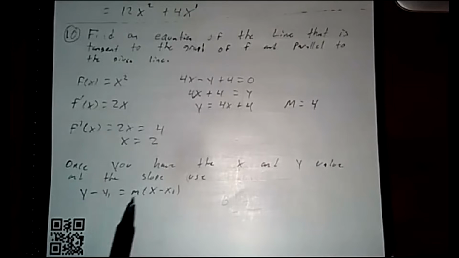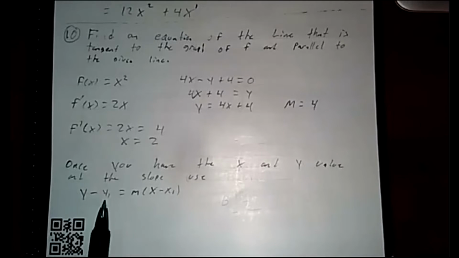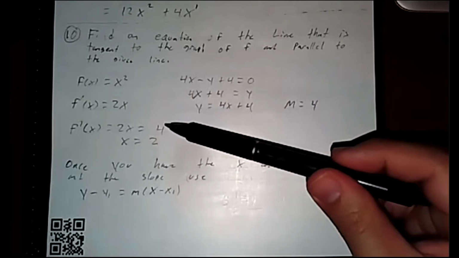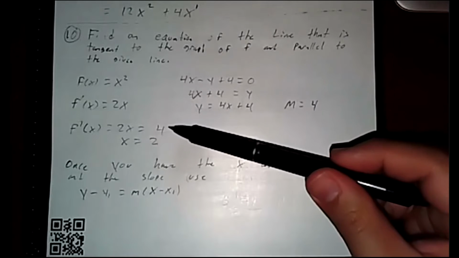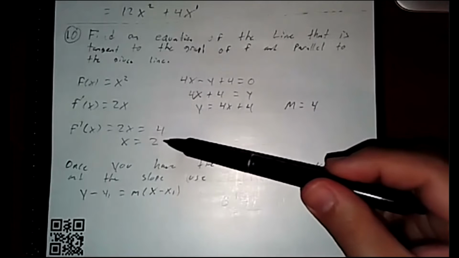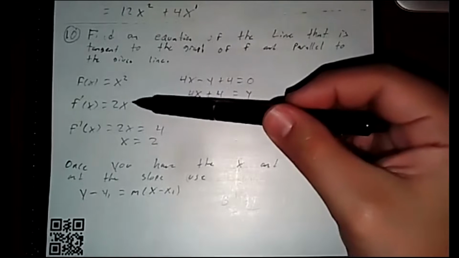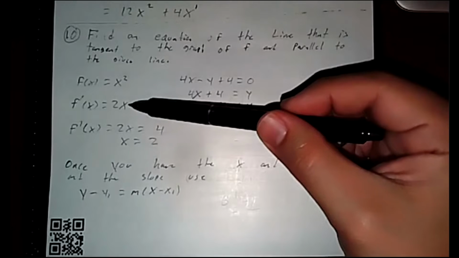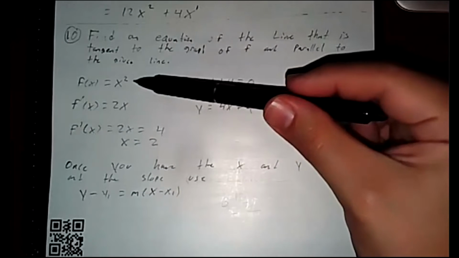The hard part, that's the easy part, right? Because we already knew this right away. The hard part is figuring out what the x and y are. So that's why I had to do this. I set the derivative equal to 4 and solve for the x that makes it true. Which x value makes it 4? Well, I can see right away that 2 makes it 4. So once you have 2, plug it into the original and you'll know what the y value is.